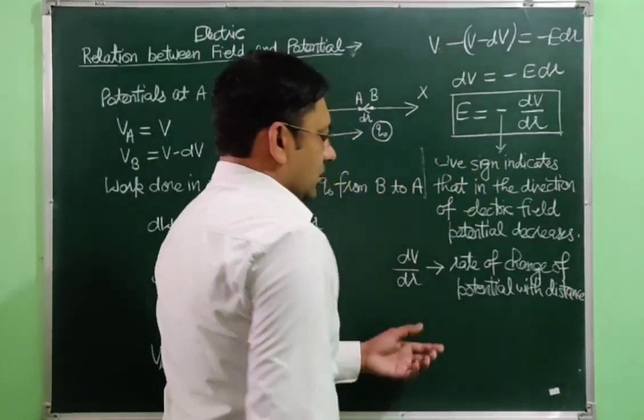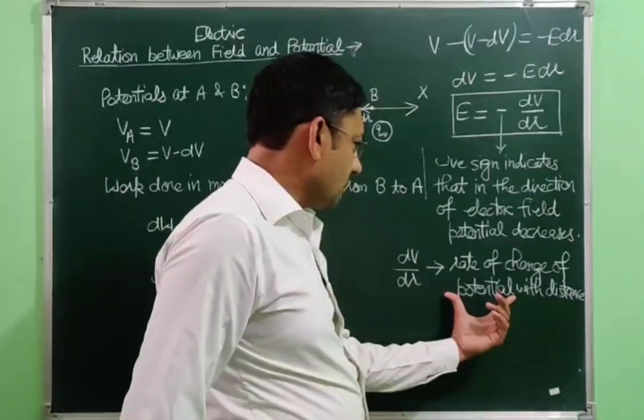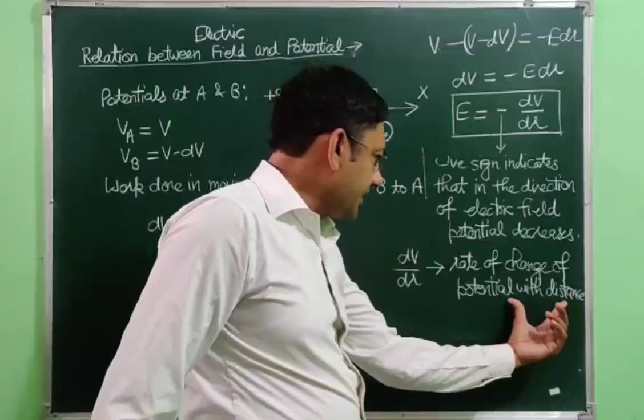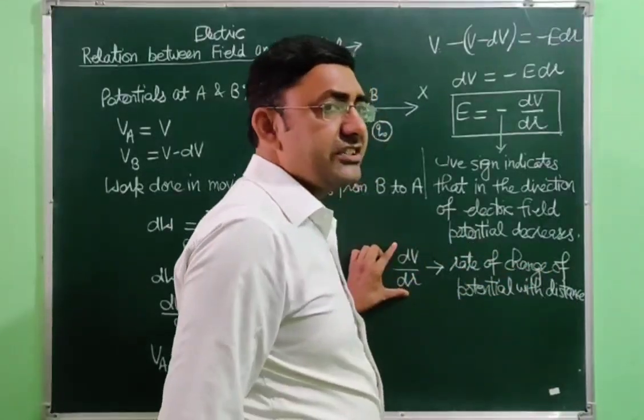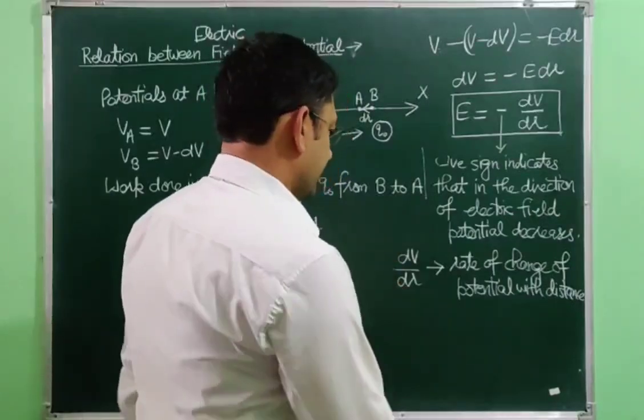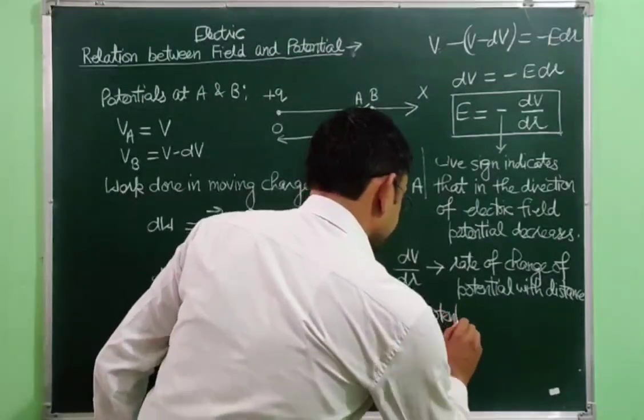So if potential divided by distance, or rate of change of potential with distance, then this is known as potential gradient. So this is also known as potential gradient.